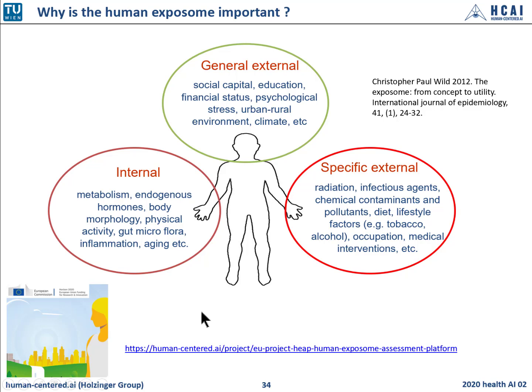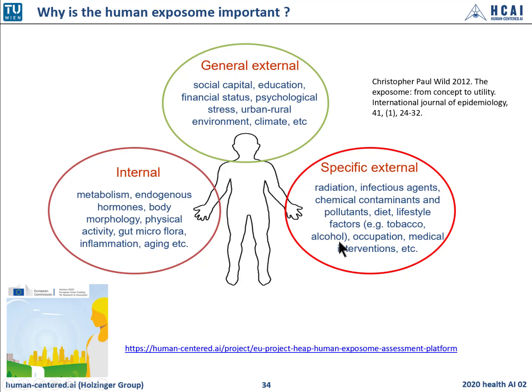So the concept of the exposome is to assess everything which comes from internal and from external effects, so also including social capital, education, financial status, psychological stress, like we experience now at the moment, bound at home, so it's not so funny. And then, of course, the urban and rural environments, the climate, for example. It's a huge difference if you live in the polar region or in the equatorial area, exposed to big temperature changes and so on.